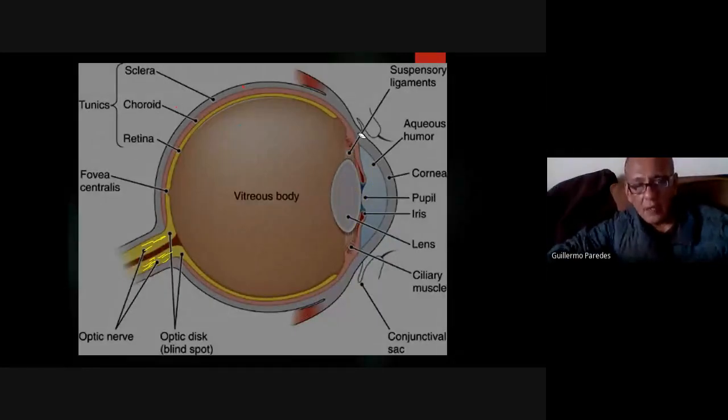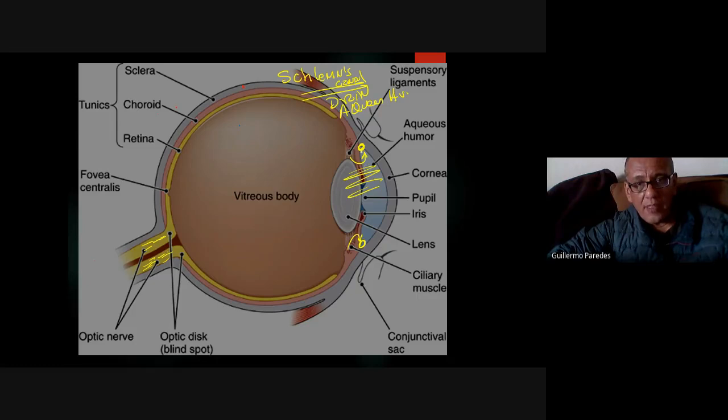We have here a channel. This channel is the escape of the aqueous humor. This channel is called the Schlemm's canal. So if you have an excess of aqueous humor, normally it's going to go out in order to prevent an increase of the pressure of the aqueous humor in the eye. So this Schlemm's canal is where it's going to drain the aqueous humor.